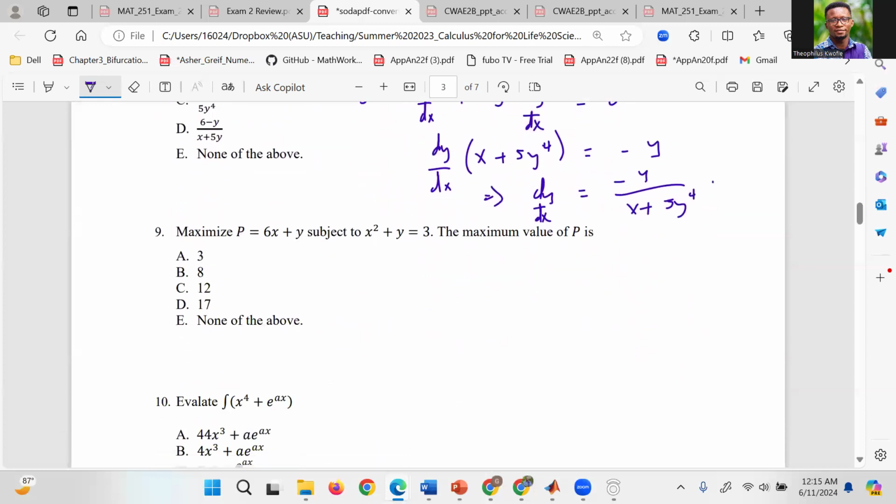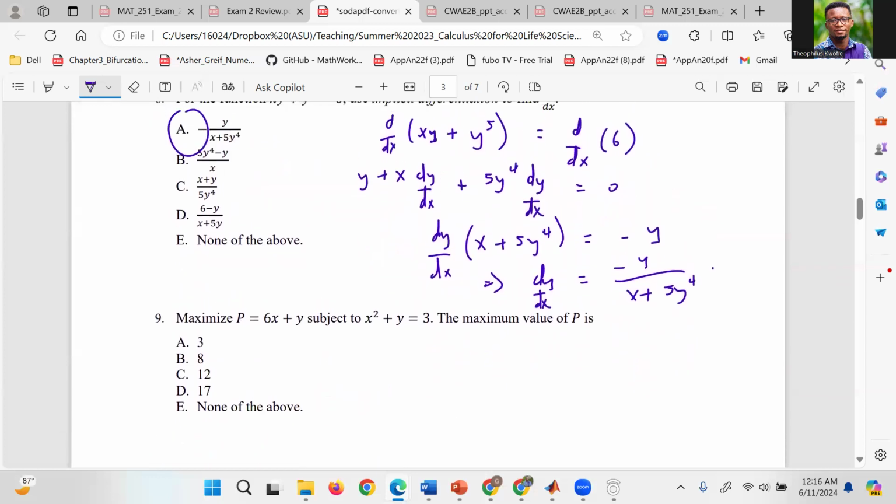Good. Now, with this question, we're asked to maximize P equal to 6x plus y, which is subject to this condition. The easiest way to solve this is to make y the subject and plug it into P. By isolating y from this condition, we'll get 3 minus x squared. Then we plug it into P, and by plugging that in, you're going to have something beautiful as this.